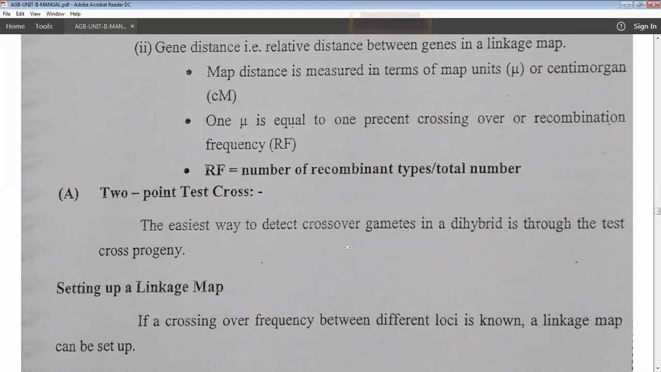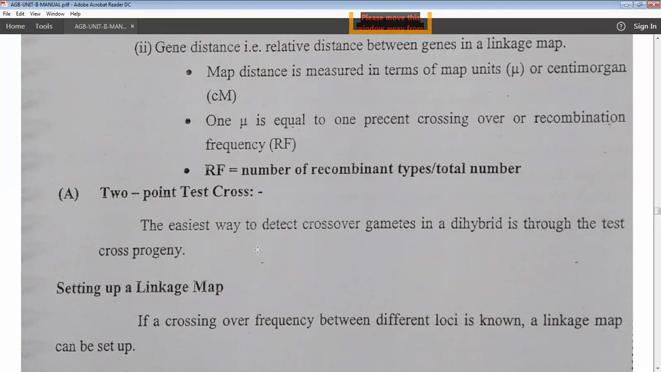Okay, if we have to check the location of two genes, then we use the 2-point test cross. If we have three loci which we have to test, then we go with the 3-point test cross. Okay, 3-point test cross, 2-point test cross.